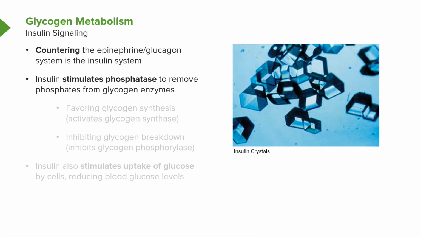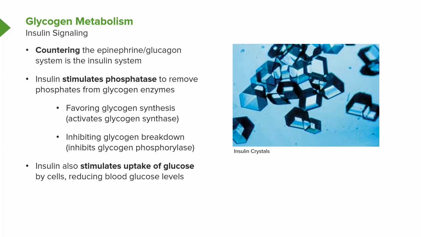Now, insulin stimulates an enzyme called phosphatase that I mentioned earlier, and what phosphatase does is it removes phosphates from the glycogen enzymes. This favors glycogen synthesis because it was the addition of phosphate to the glycogen synthase that inactivated it, so removing the phosphate will activate it. Conversely, we take the phosphate off of glycogen phosphorylase, and we will have the effect of reducing its activity. Insulin also stimulates the uptake of glucose by cells, and this is important because blood glucose can be hazardous for the body. So getting glucose out of the blood and into the cells is important.